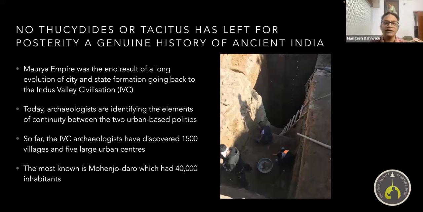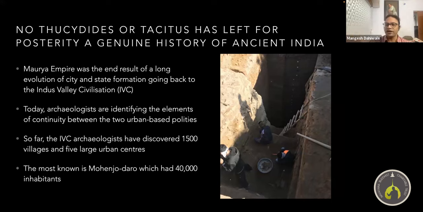So far, for the Indus Valley civilization, archaeologists have discovered 1,500 villages and 5 large urban centers, of which we know a few, like Mohenjo-daro and Harappa. And the best known is Mohenjo-daro, which had 40,000 inhabitants.